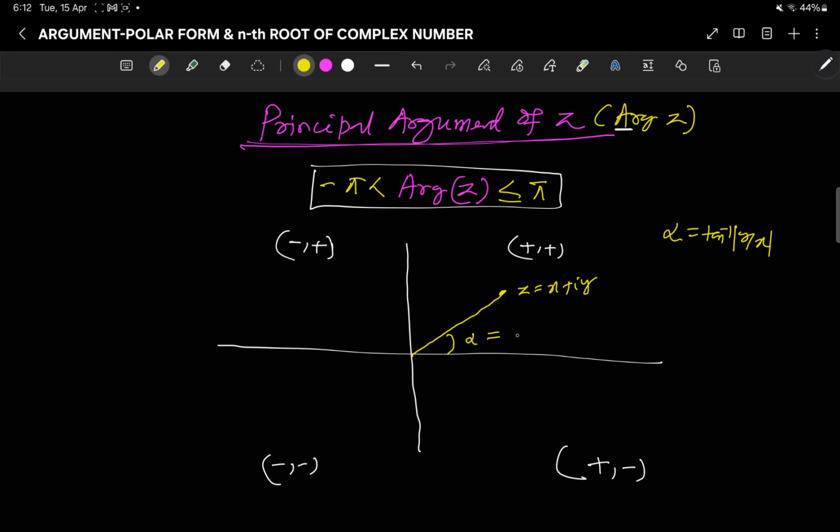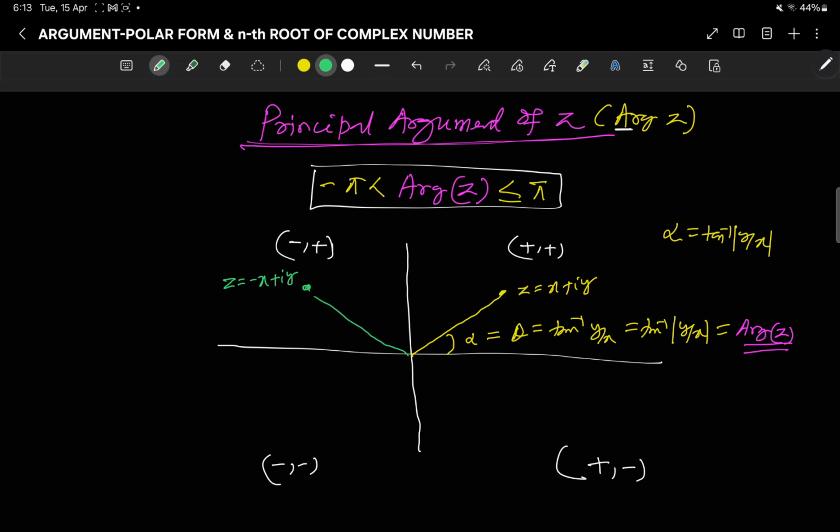So alpha is the same thing as theta, which is tan inverse of y by x modulus, because there is no negative sign. So in the first quadrant, I get the principal argument here: capital Arg z equals alpha. Now if it is in the second quadrant, then what will happen to the principal argument? Suppose z is here, z is equal to minus x plus iy.